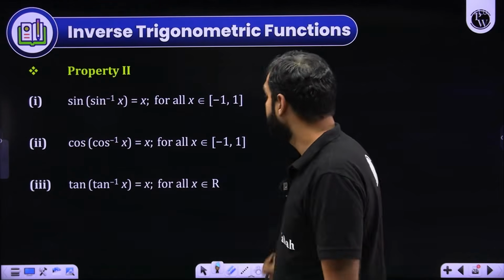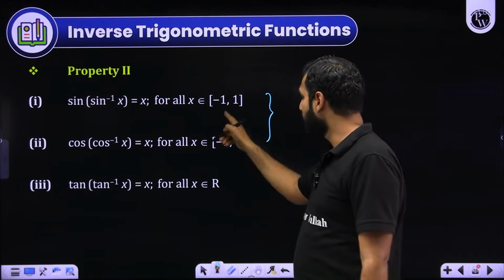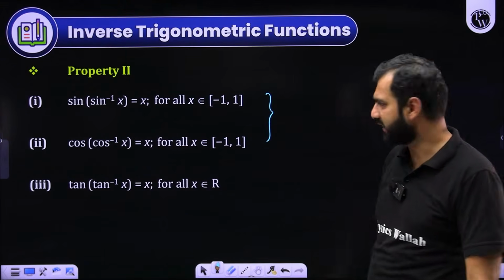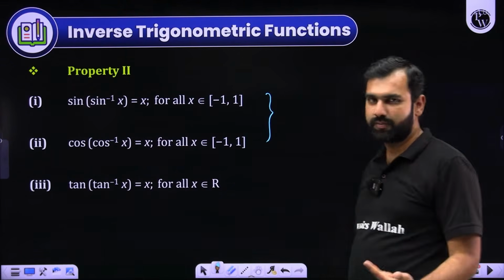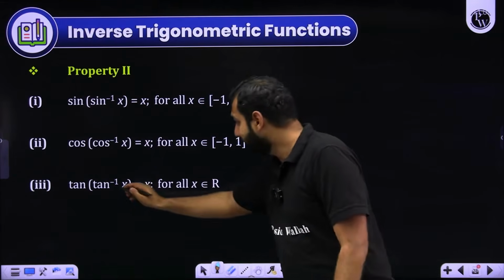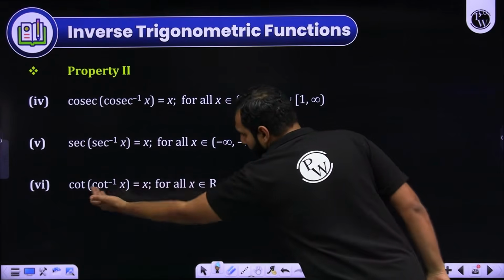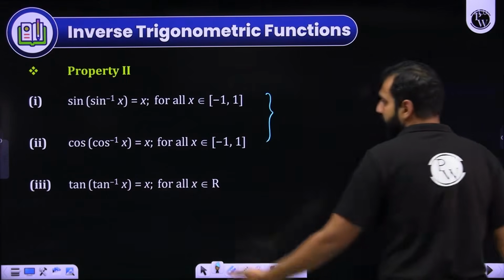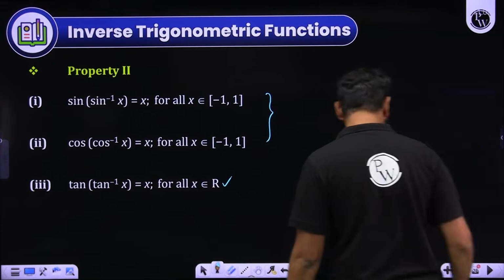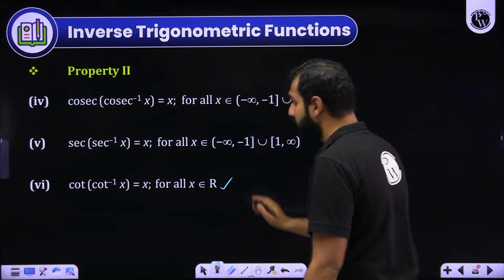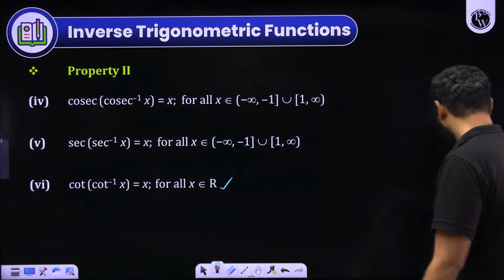I hope you remember, sine and cos both are going to be the same. Cos also will say that cos of cos inverse x will be x as long as x is from -1 to 1. Similarly, tan and cot will also say the same thing. I hope you can see that cot of cot inverse x and tan of tan inverse x is x as long as x is a real number. That is the liberty you have for tan and cot.